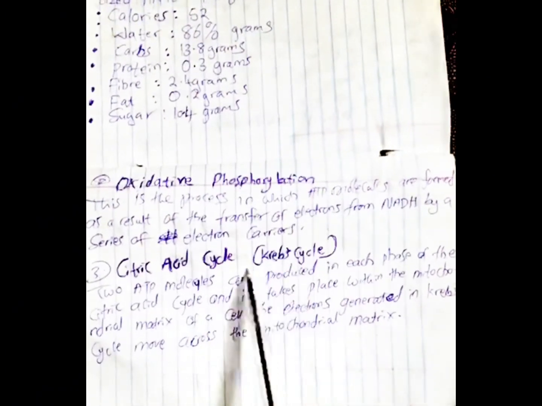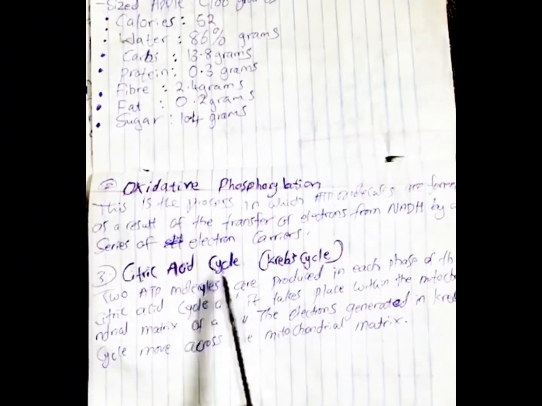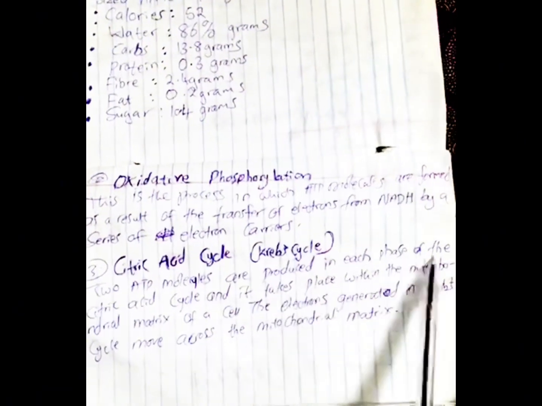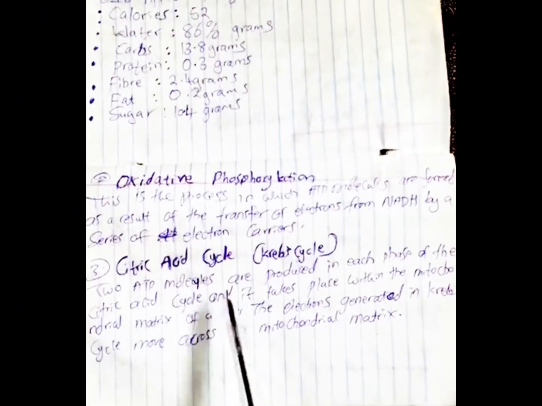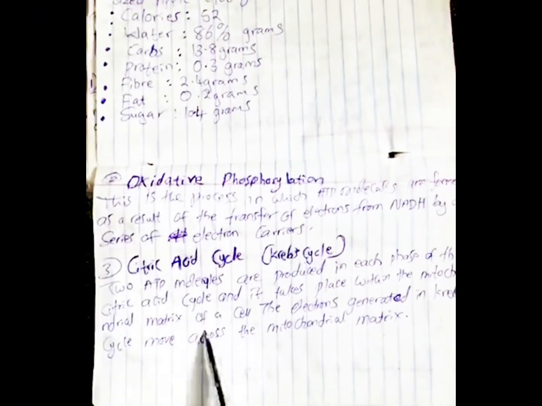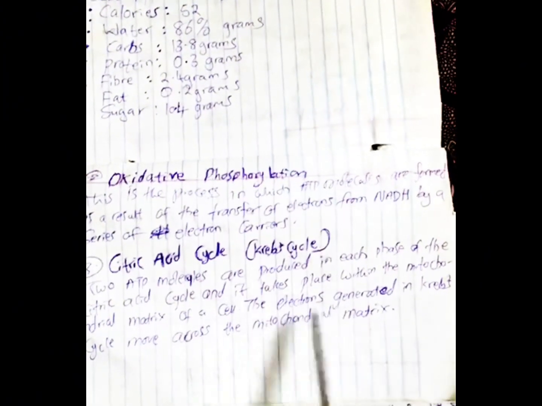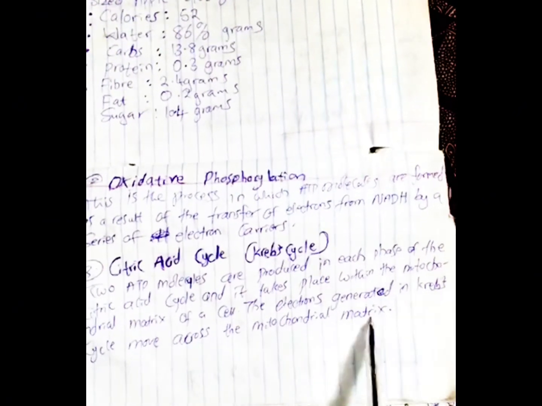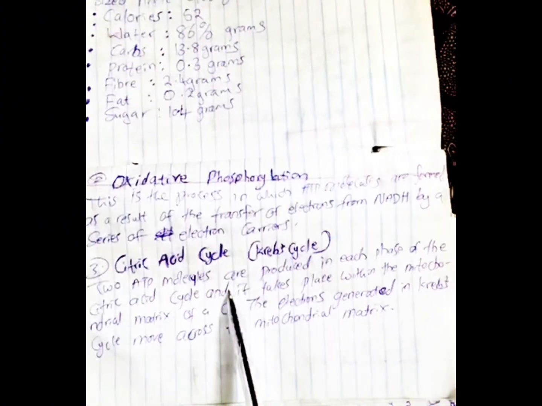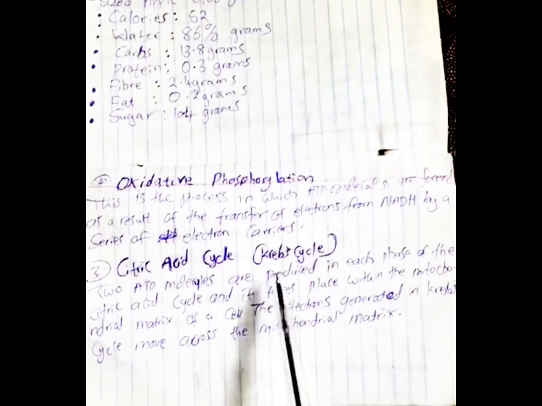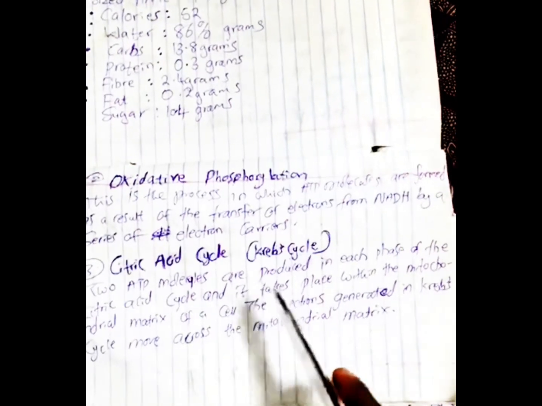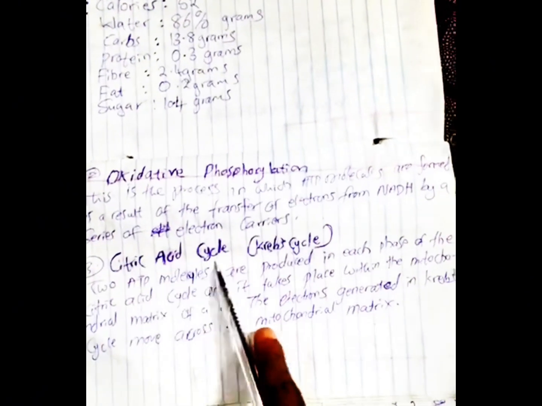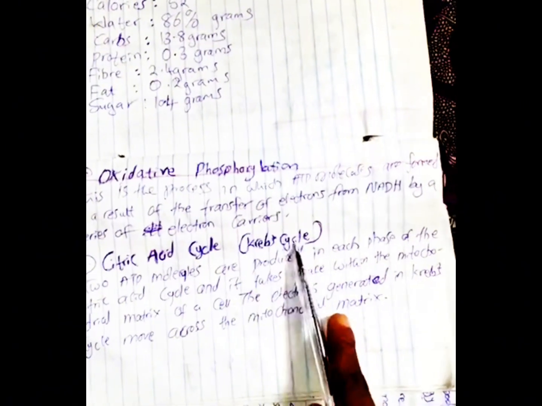The third is the citric acid cycle, also known as the Krebs cycle. 2 ATP molecules are produced in each turn of the citric acid cycle, and it takes place within the mitochondrial matrix of a cell. The electrons generated in the Krebs cycle move across the mitochondrial matrix. So those are the 3 phases. The first one is glycolysis, the second one is oxidative phosphorylation, and the third one is the citric acid cycle, which is also known as the Krebs cycle.